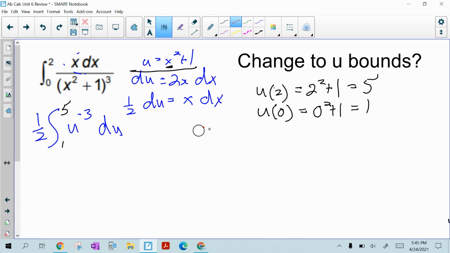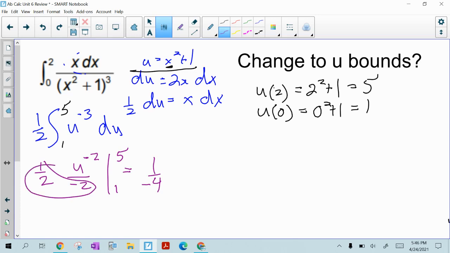So back into this, going through the process of doing this, you're just going to say, okay, I'm going to decrease my power by 1, and now I'm going to divide by that new power, and then I'm going to sub in my new limits. So since this is just going to be a -1/4 when I multiply this stuff together, and then I'm going to say, well, 5 to the -2nd is 1 over 25, and 1 to the -2nd is going to be 1.